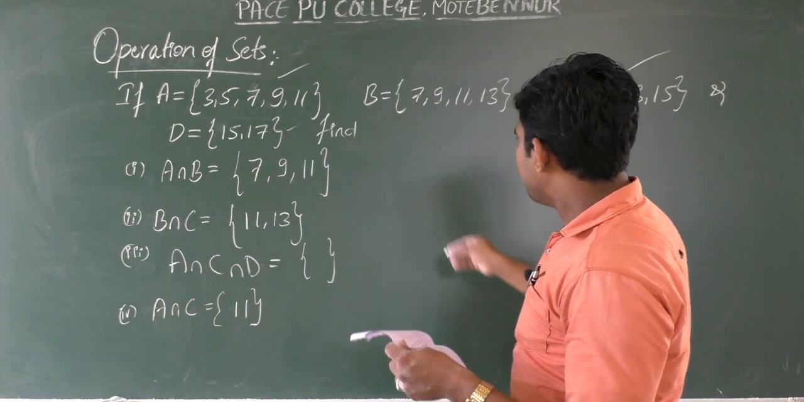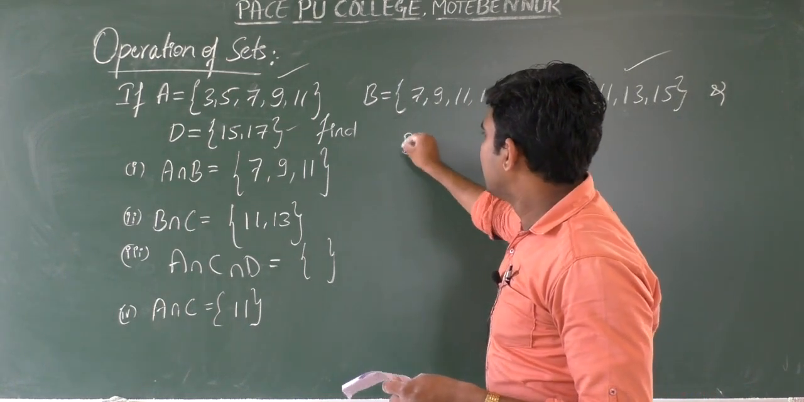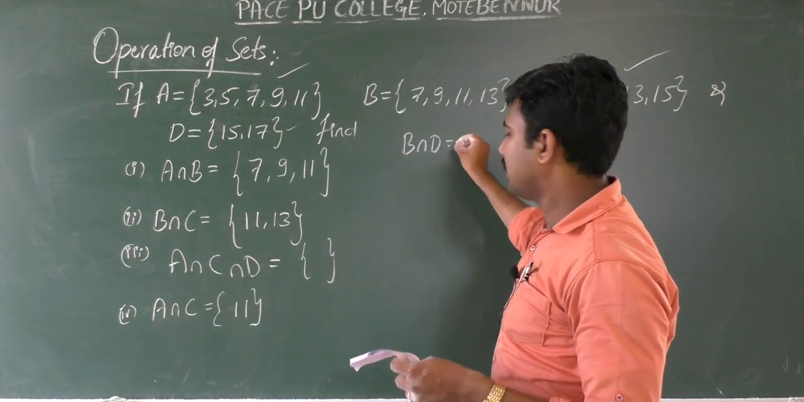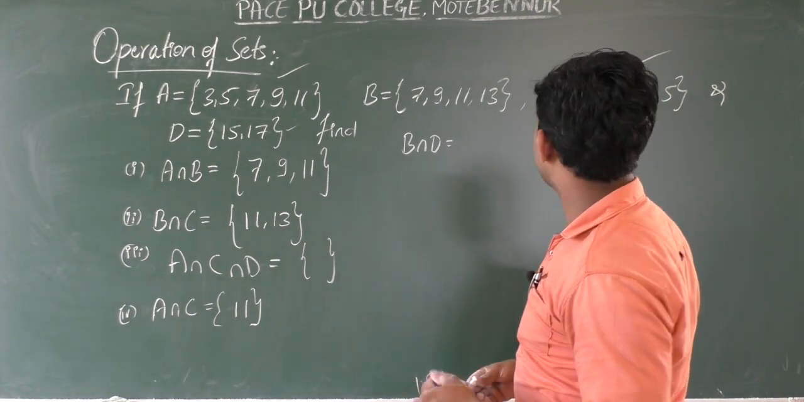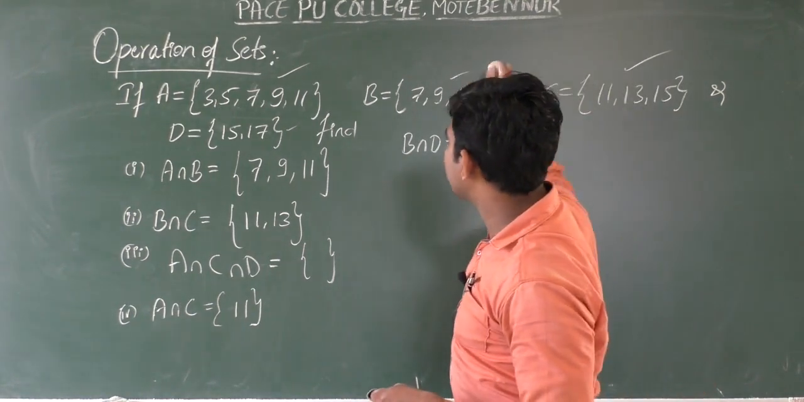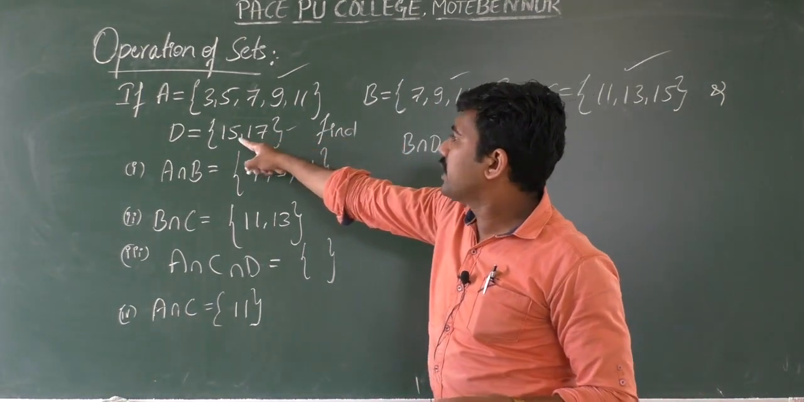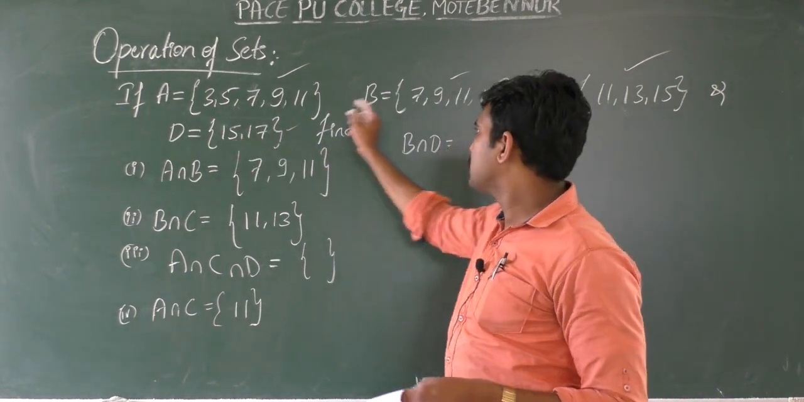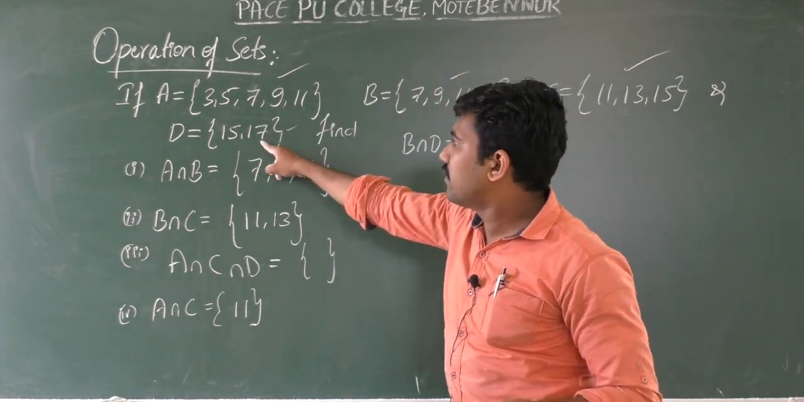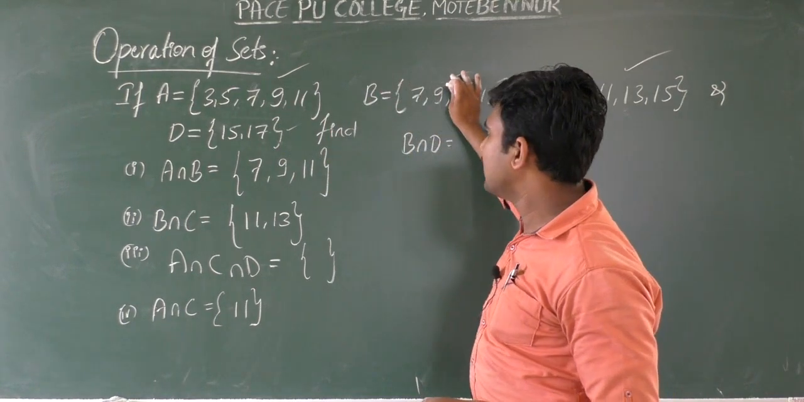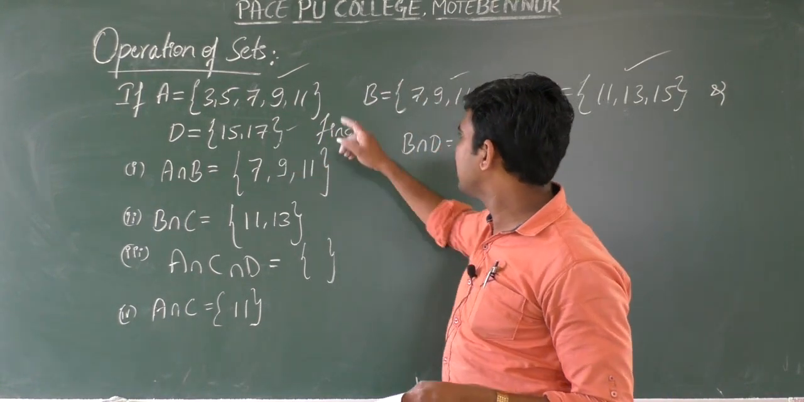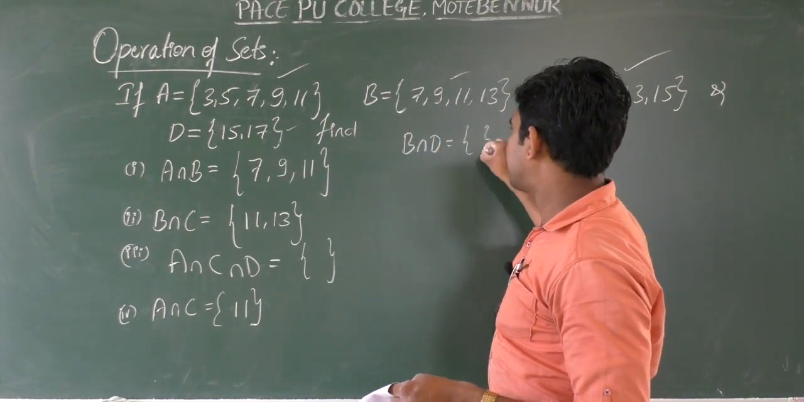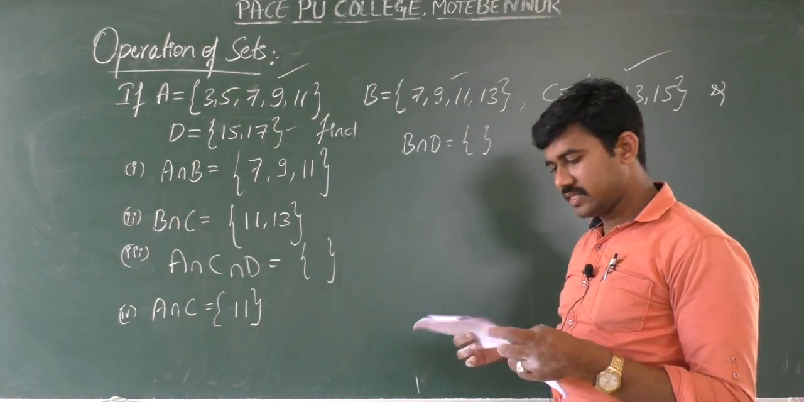Next, B intersection D. What is B intersection D? Which is common in both B and D? D contains only two elements. 15 is not there in this set, and 17 is also not there in set B. So there is no common element in B and D. Again, it is a null set.